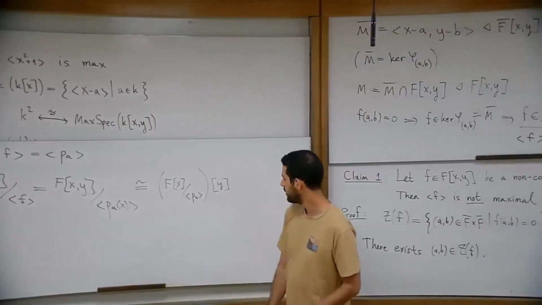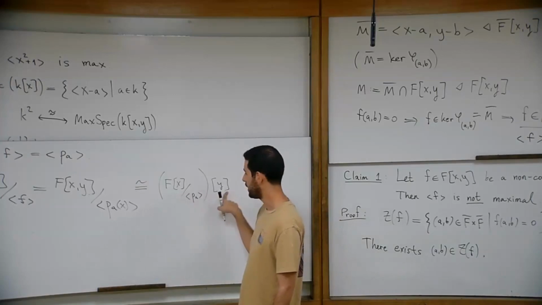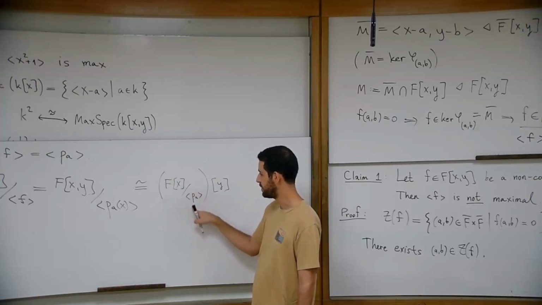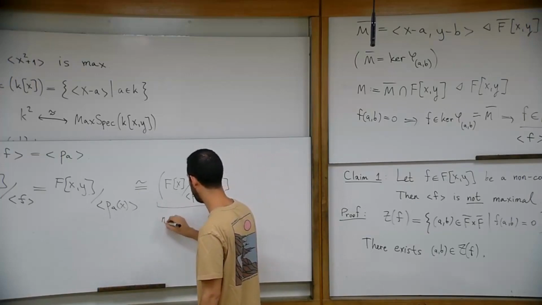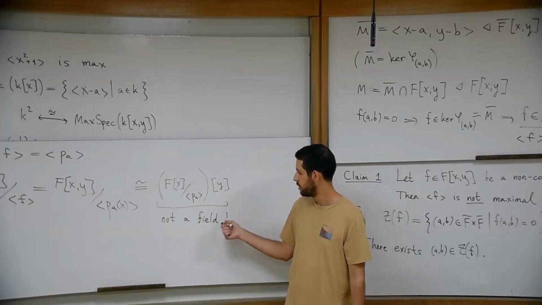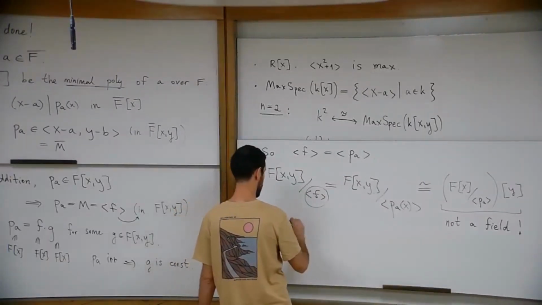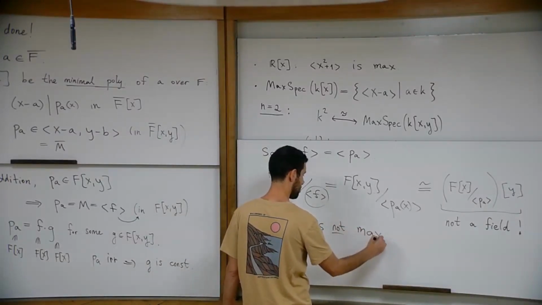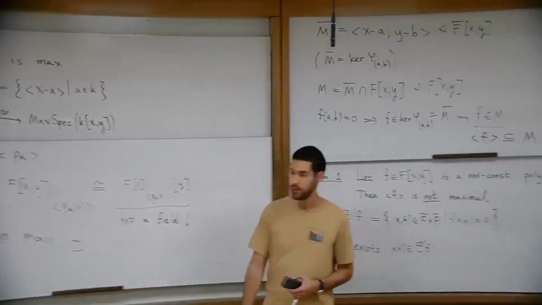But now, what do we get? We get a polynomial ring, in fact, over a field, because this one is irreducible, so this is maximal, so this is a field, but the polynomial ring over a field is not a field. So it follows that the ideal that is generated by f is not maximal. Okay, so with this we are done.